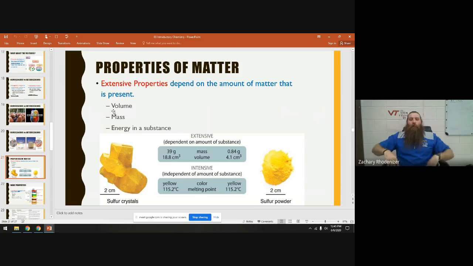Now, switching gears a little bit, looking at properties. Because we also said that chemistry studies the properties of matter. There's two kinds of properties. There's extensive and intensive properties.